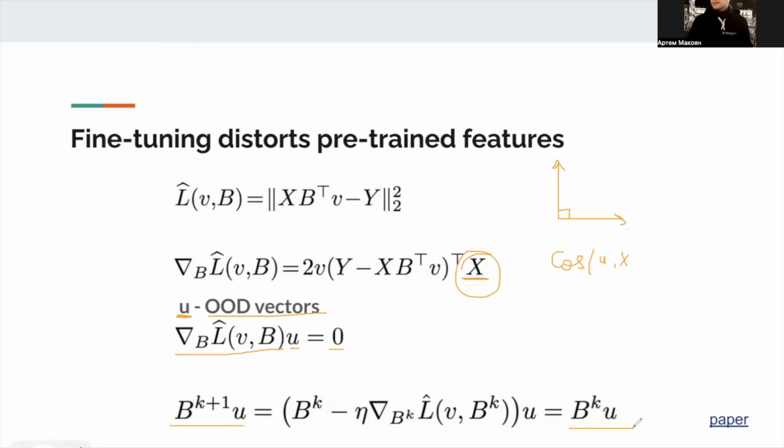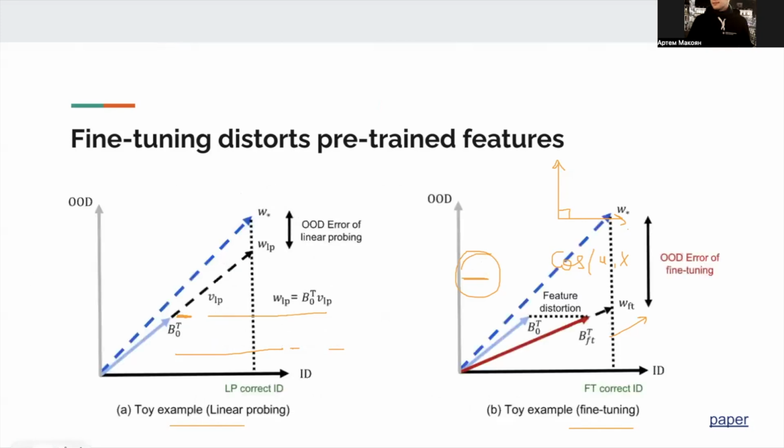What does it mean? What is multiplication by U? It's a scalar product. In fact, it's like a projection. So projecting on OOD space, out of domain space. During fine-tuning, the projection on out of domain space doesn't change. That's the key idea. If you didn't understand the formulas, it's okay, but you should catch the idea.